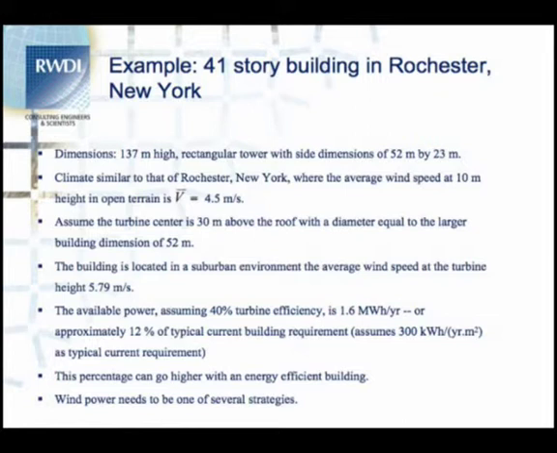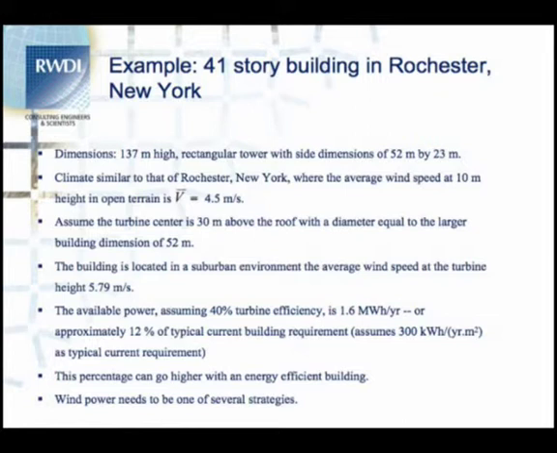And so let's assume the turbine center is 30 meters above the roof, and it's got a diameter that's equal to the width of the building, 52 meters. That's a big turbine. The building's located in a suburban environment, and so there, if we extrapolate using normal boundary layer assumptions up to the height of the center of the wind turbine, our wind speed has gone up to 5.79 meters per second.